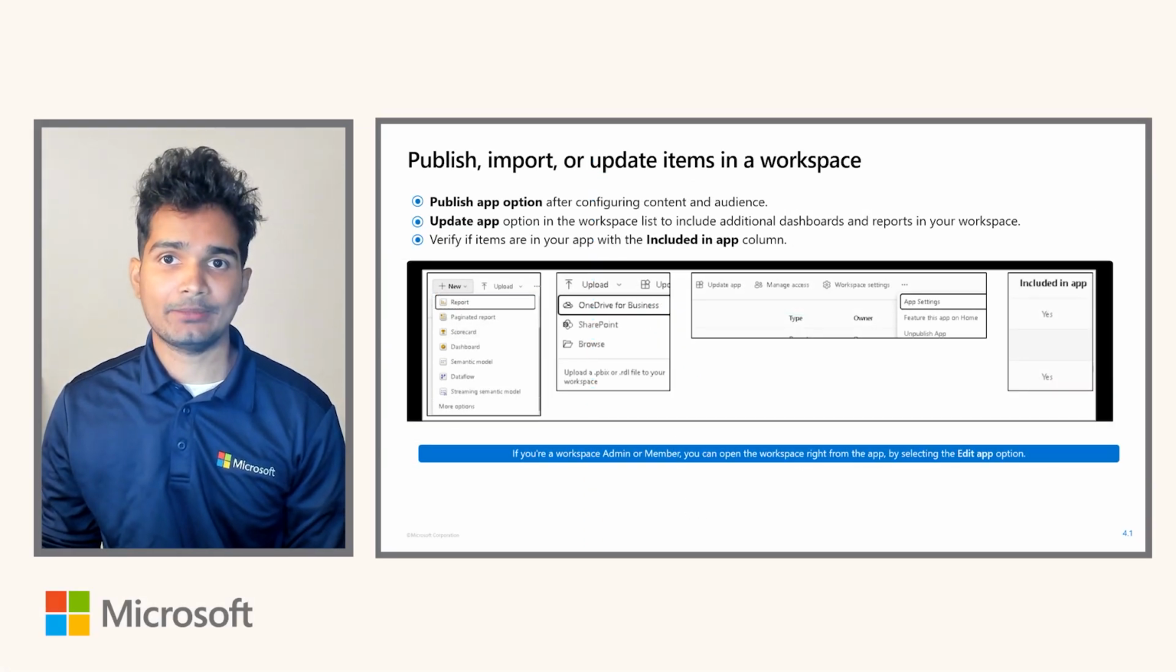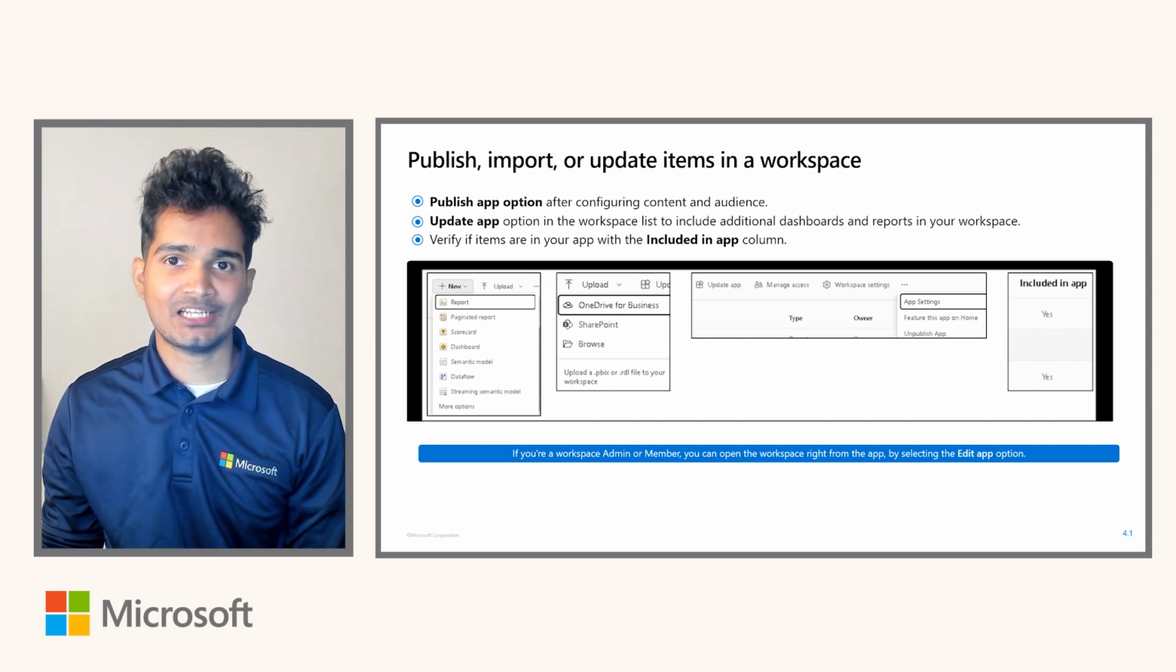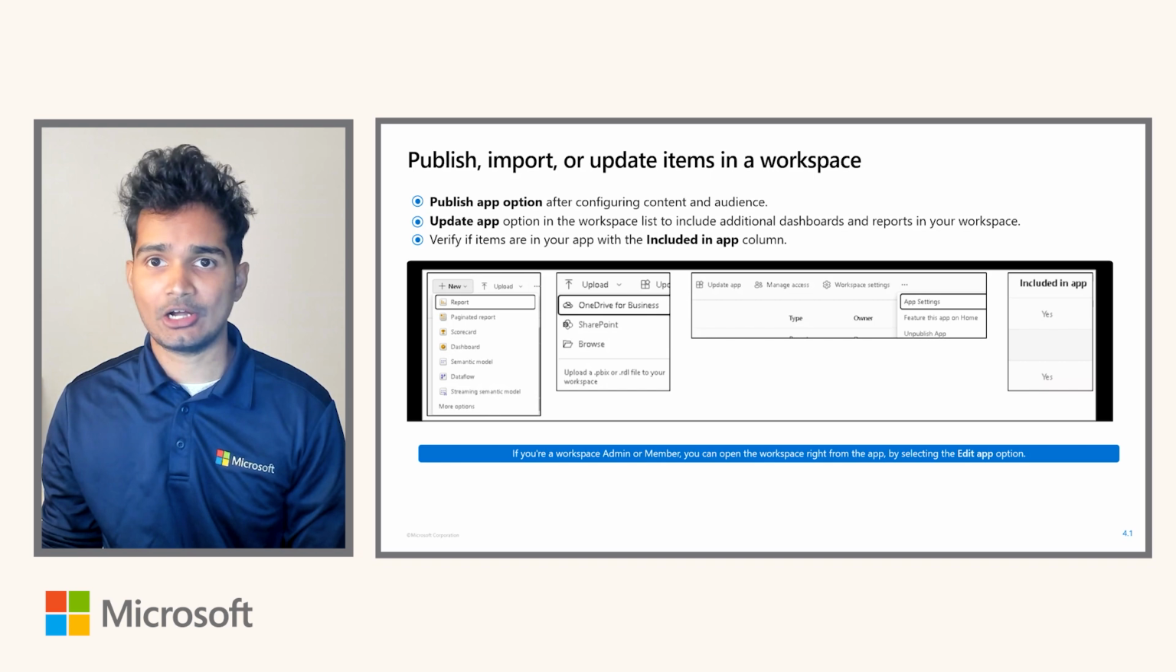Remember how to publish items to a workspace. In Power BI Desktop, you click File and then Publish. Then you select the desired workspace to publish your report.